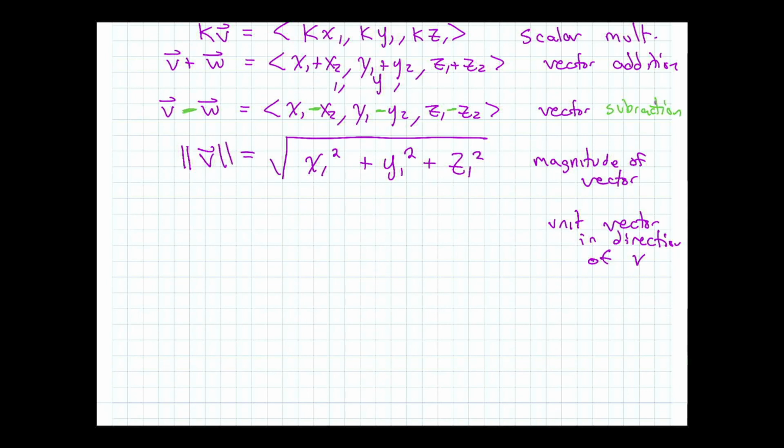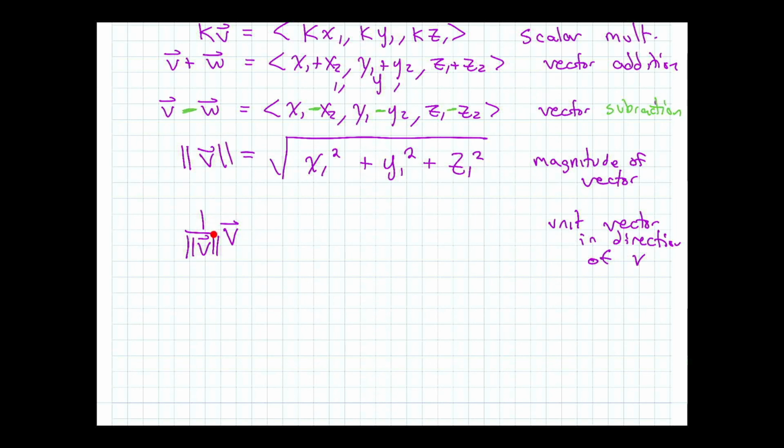So how do you do a unit vector in the direction of v? Well, you take the vector v and multiply it by 1 over its magnitude. Remember, if you calculate the length and the length is 5, then what you need to do to get a unit vector is divide by 5. If you divide a vector with length 5 by 5, you get a vector with length 1.